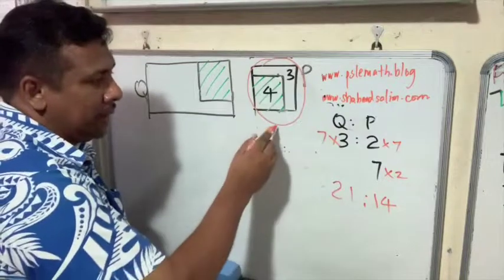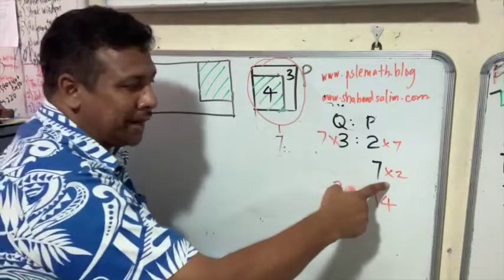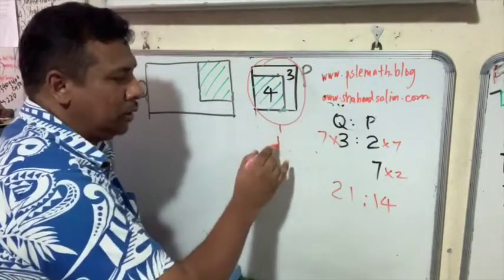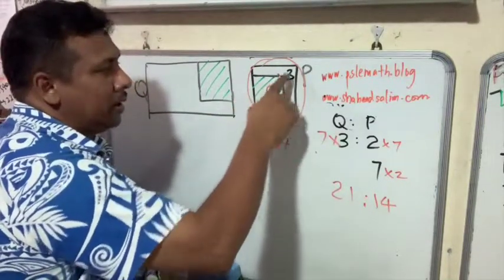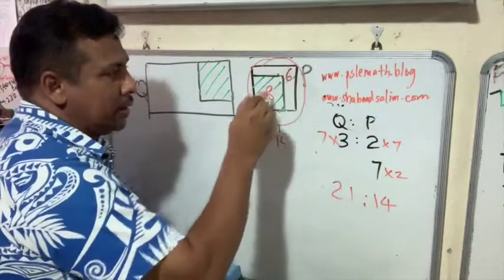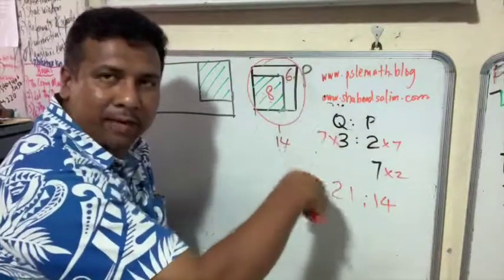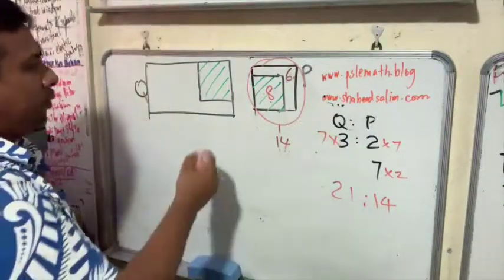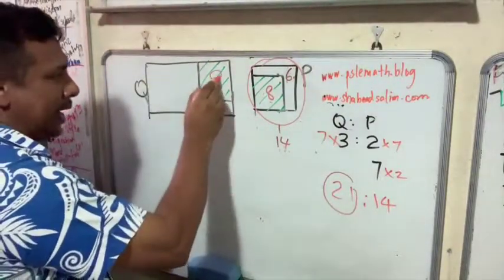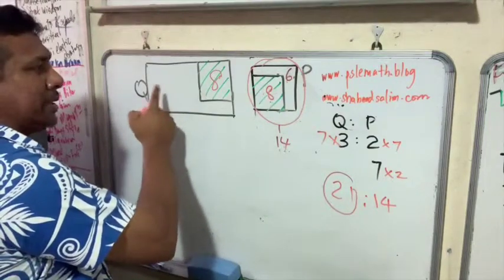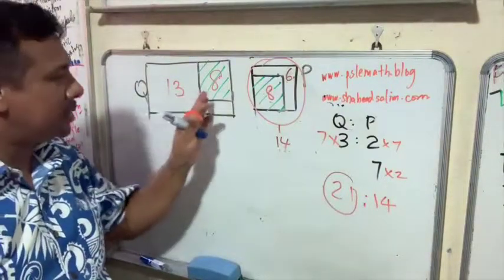Earlier on, we said it's 7 units, but we have multiplied this by 2, so now it is 14 units. We must also multiply this by 2. 4 times 2 is 8. 3 times 2 is 6. 8 plus 6 is 14. This is the new ratio because we want to standardize everything over here. So for Q, the entire figure is 21. If this is 8, this must be 21 minus 8, which is 13. 13 plus 8 is 21.